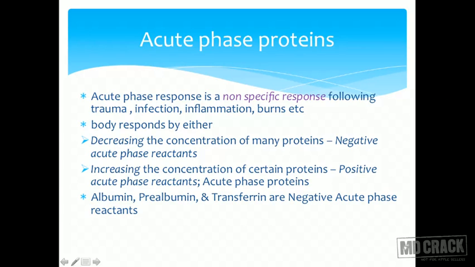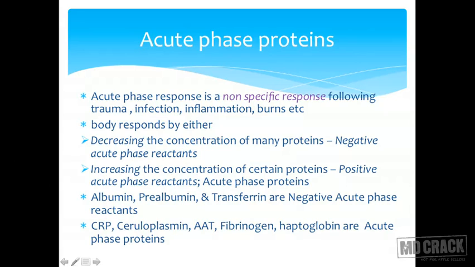Albumin, pre-albumin, transferrin are negative acute phase proteins. Is this important? Yes. From an exam point of view, which of these are negative acute phase proteins? And CRP, C-reactive protein, ceruloplasmin, alpha-1 antitrypsin, fibrinogen, haptoglobulin are the positive acute phase proteins.